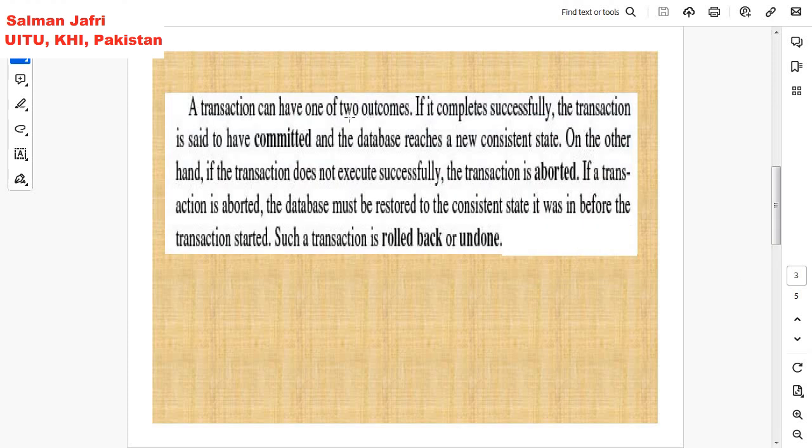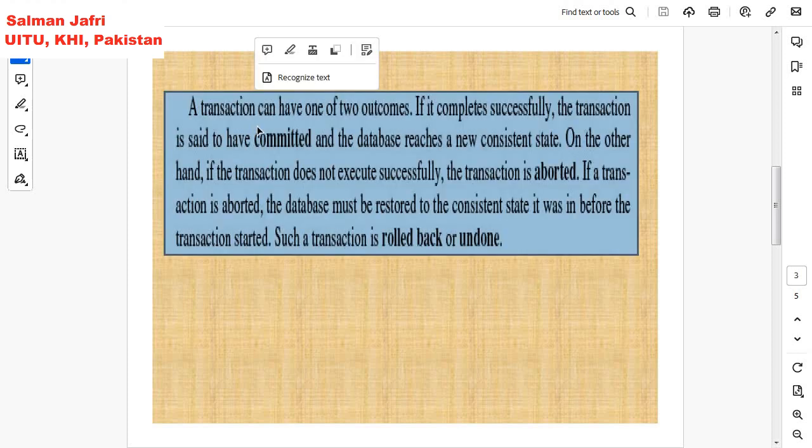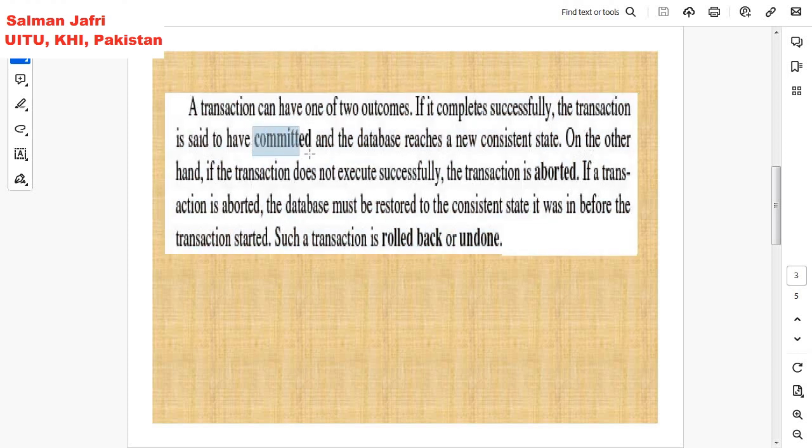Now, a transaction can have two outcomes or two results. If it completes successfully, the transaction is said to have committed, right? So what do we mean by committed? Committed means that the transaction has completed successfully. In our example of the banking system, if account A has been decreased by 5,000 and account B has increased by 5,000, the transaction has completed successfully or the transaction has committed.